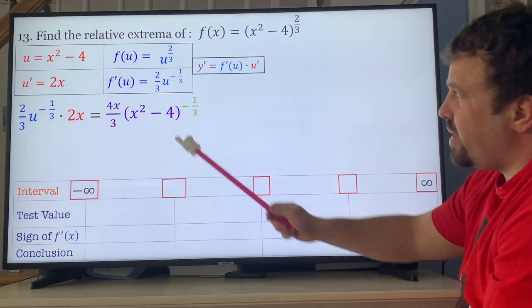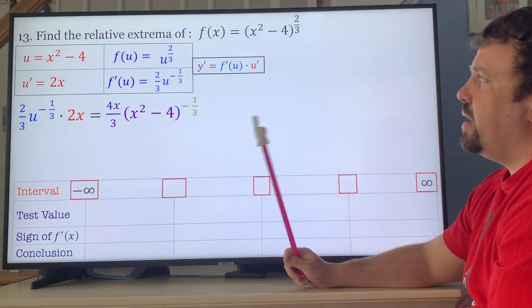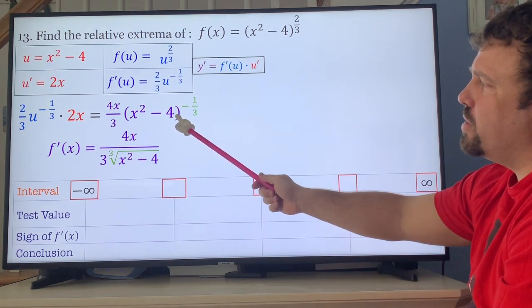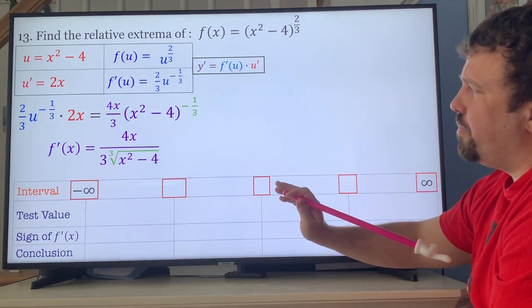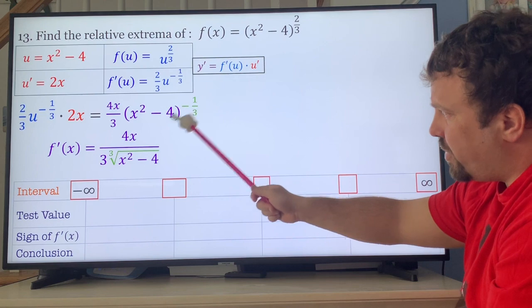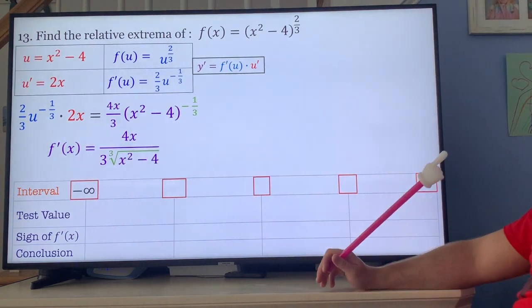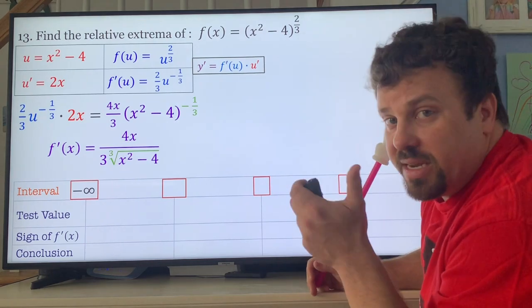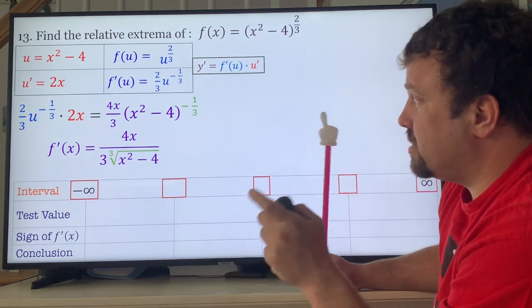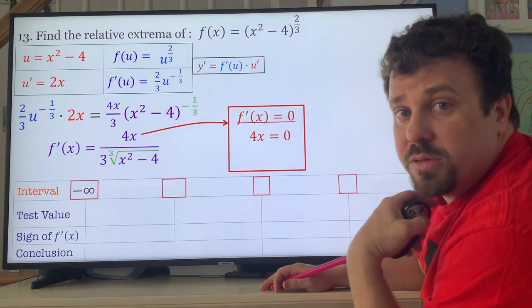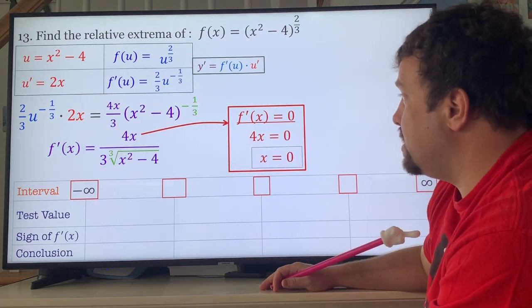Now, this is raised to a power, just so you know. Now, what you want to do is you're going to set this equal to 0. But before you do that, you want to rewrite it. Negative 1/3 means this goes on the bottom, and it is a cubed root. That's why I made it green. All right? We got to set it equal to 0, set it equal to undefined. So, first off, when it's 0, the numerator equals 0. So when it's 4x equals 0, when x is 0.